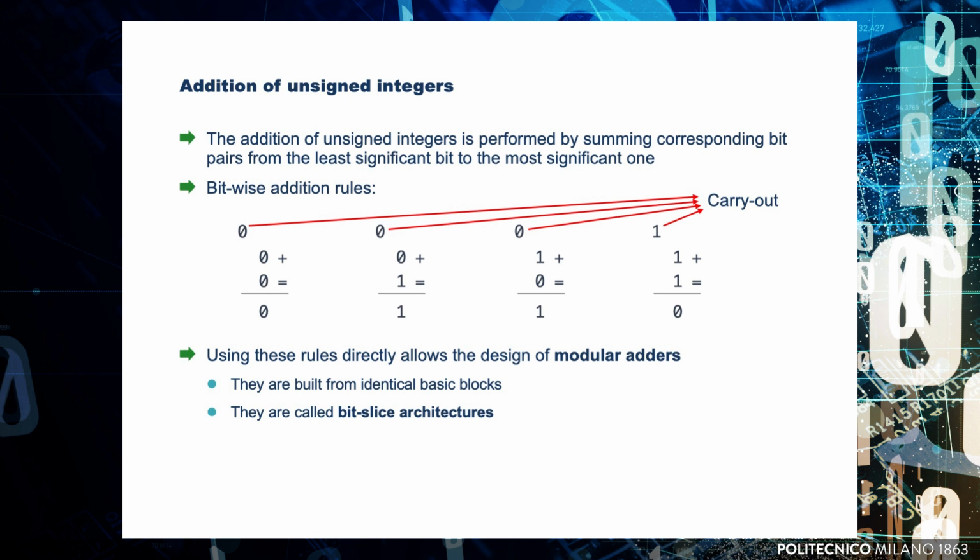0 plus 0 equals 0, with carry 0. 0 plus 1 and 1 plus 0 both equal 1, with carry 0. 1 plus 1 equals 0, with carry 1. By applying these rules to each bit of the two operands, we can build a basic unit, that is a one-bit adder, and then replicate it n times to construct a modular adder. This kind of arithmetic circuit is referred to as bit slice, since it is composed of repeated slices, one for each bit.